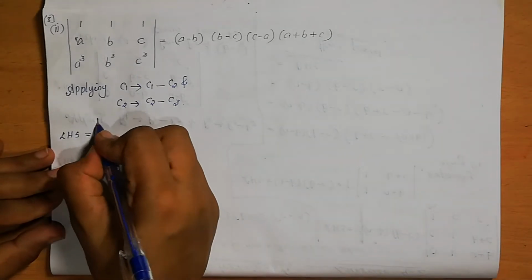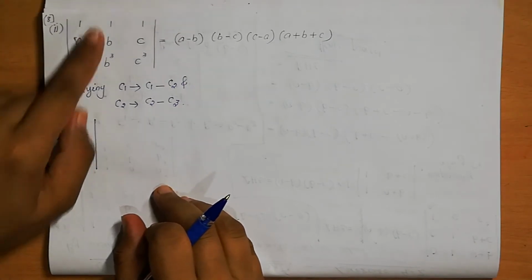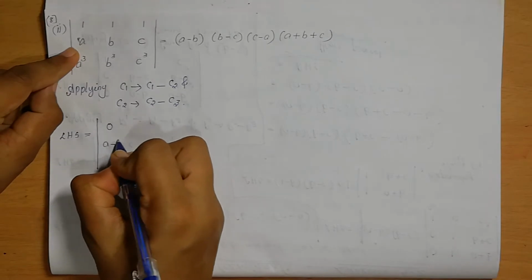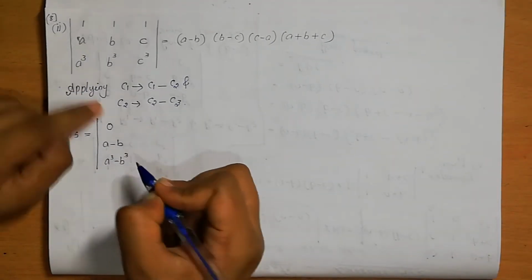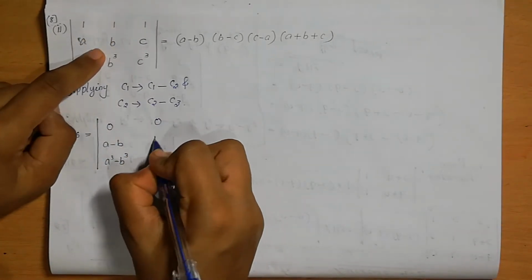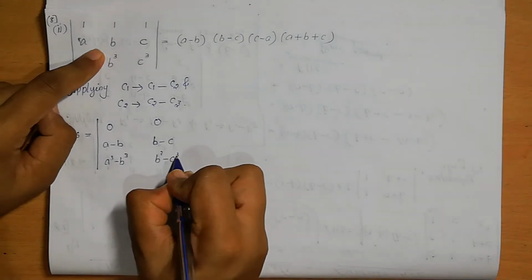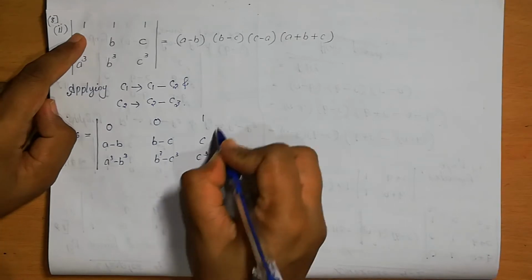So how will the LHS change? C1 is changing to C1 minus C2. This is C1, this is C2. 1 minus 1 is 0. a minus b. a cube minus b cube. Next, C2 minus C3: 1 minus 1 is 0. b minus c. b cube minus c cube. The last column is as it is: 1, c, c cube.